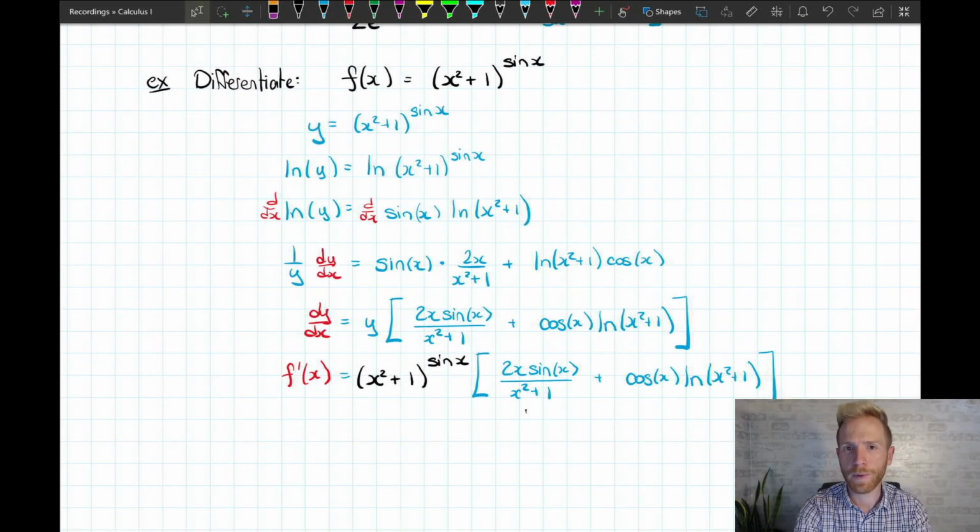Now really this is about our only way of handling derivatives of a function in the form of some function f of x to another power g of x, where x appears in both the base and the power. We'll have to use logarithmic differentiation to handle that kind of circumstance because the power rule and exponential rule can't handle having both the base and the exponent having the variable.